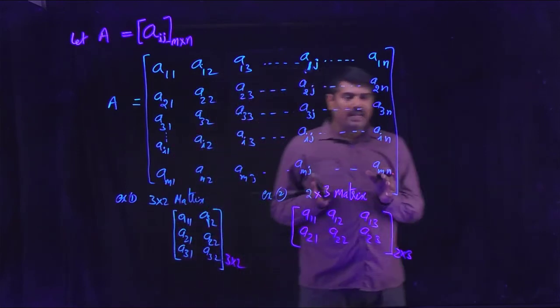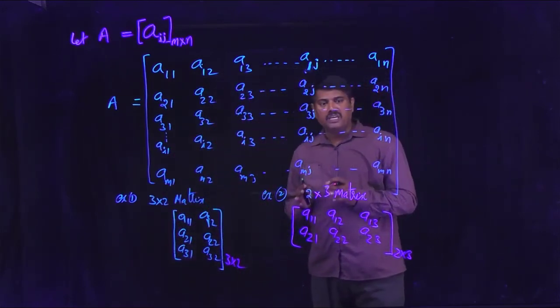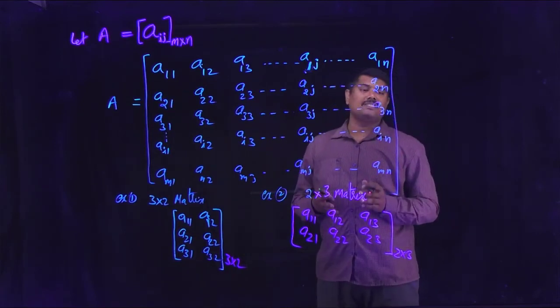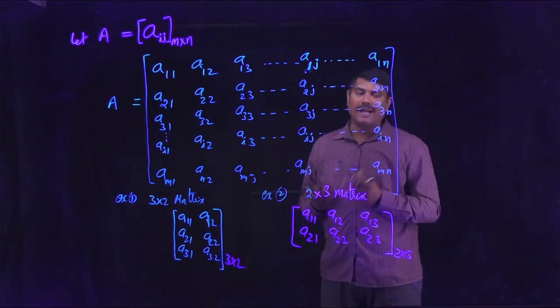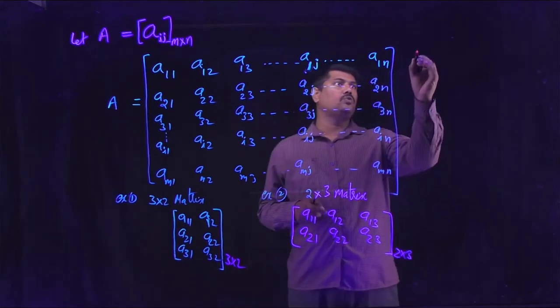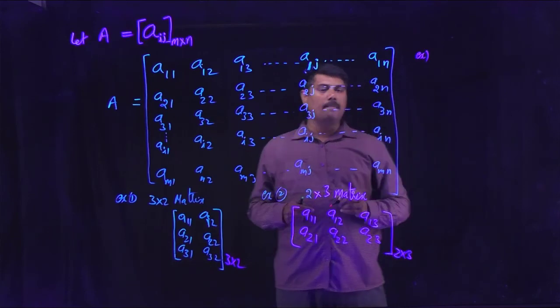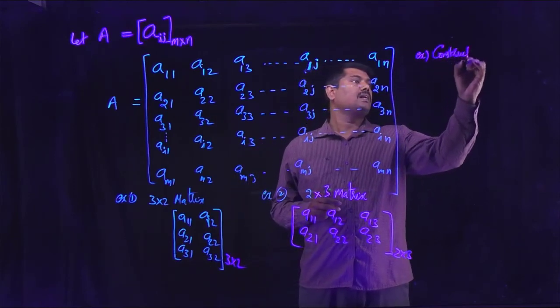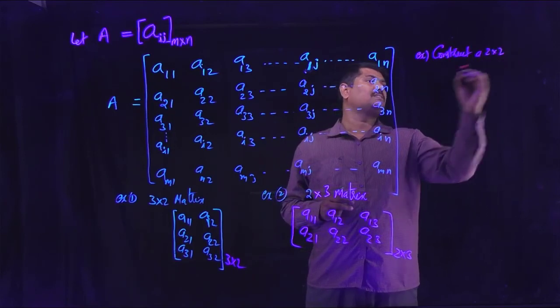By giving some information about the elements in a matrix, they will ask us to construct matrices of different orders. So let me explain one example related to this. The example is: construct a 2 by 2 matrix.